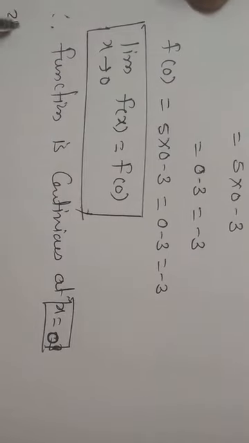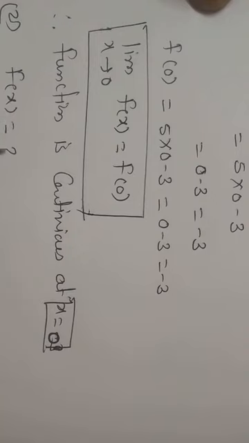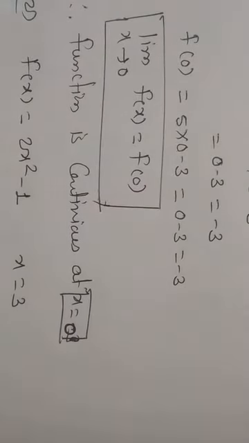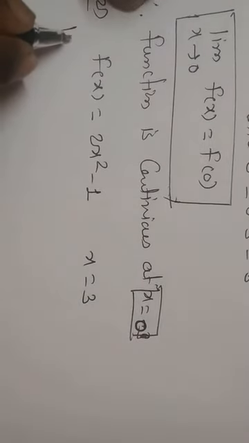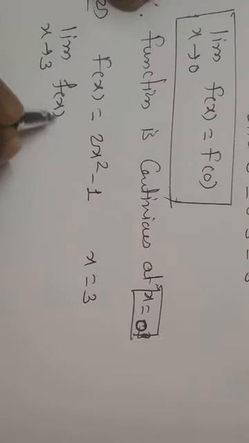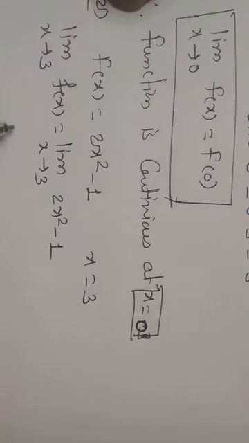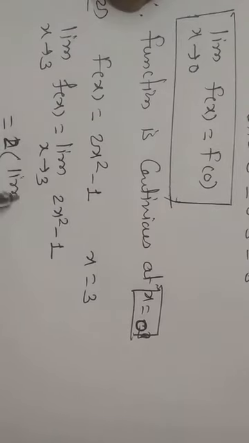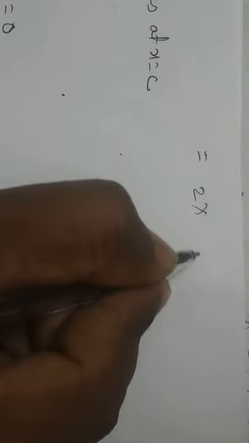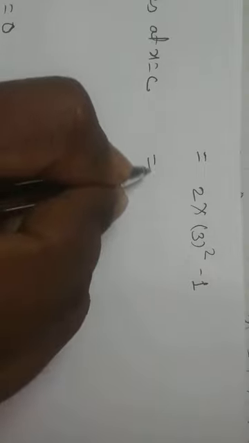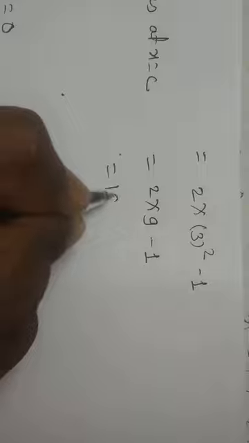Example number 2 is the same: f of x equals 2x square minus 1, to be checked at x equals 3. We put in the limit: limit x tends to 3 of f of x equals limit x tends to 3 of 2x square minus 1. 2 is a constant for that limit, so it is 2 into 3 square minus 1, that is 2 into 9 minus 1, which is 18 minus 1, equals 17.